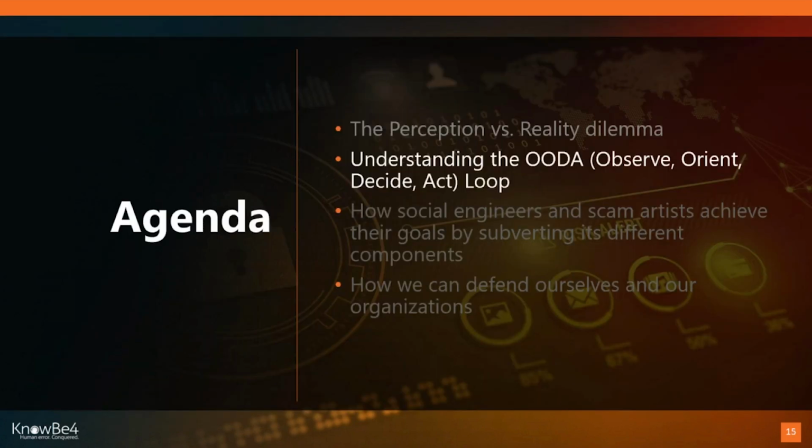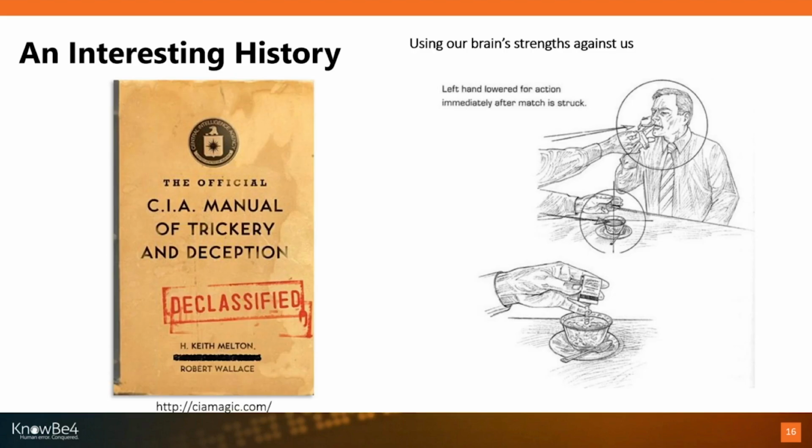So moving on here, we're going to talk a little bit about the OODA loop: observe, orient, decide, and act. Before we do that, I want to show you a couple of things here with the brain too. First of all, this is from the official CIA Manual of Trickery and Deception. I just love saying that. It's just a very cool thing to say. I don't know why that middle author is redacted. I'm guessing the other two are probably dead or whatever at this point.